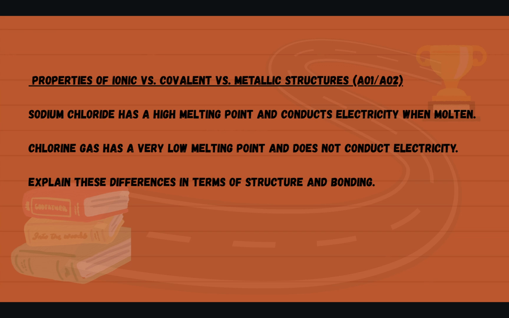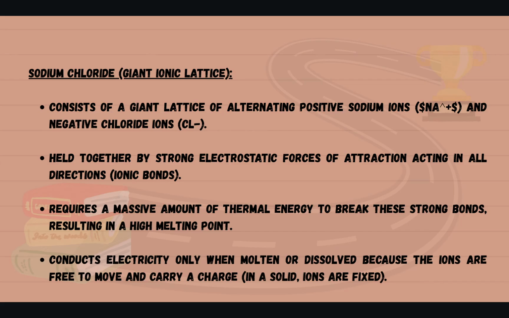Second question is properties of ionic versus covalent versus metallic structures. Again, AO1 and AO2. So the question can look like: sodium chloride has a high melting point and conducts electricity when molten. Chlorine gas has a very low melting point and does not conduct electricity. Explain these differences in terms of structure and bonding.